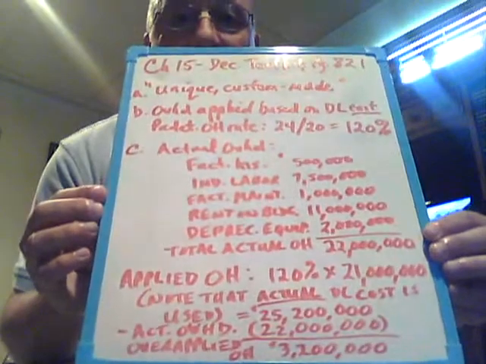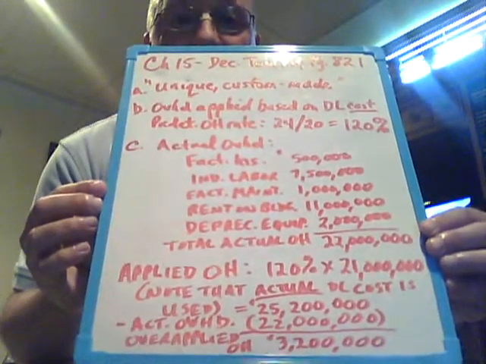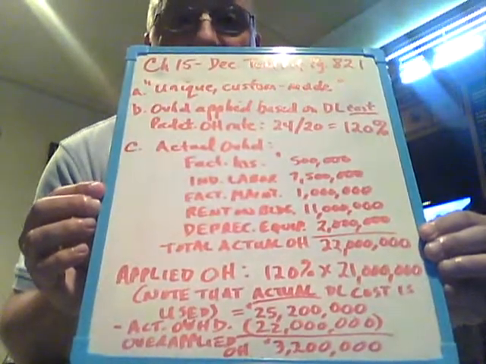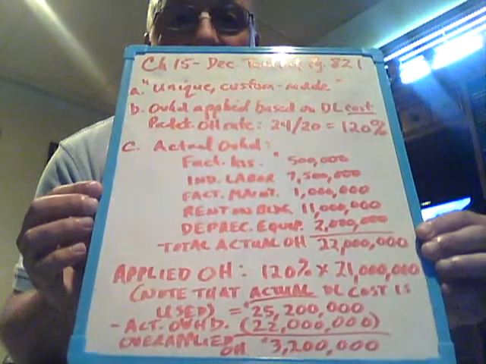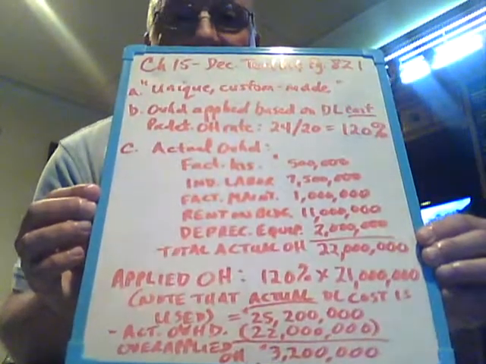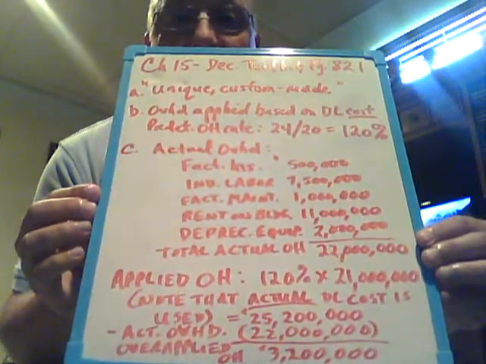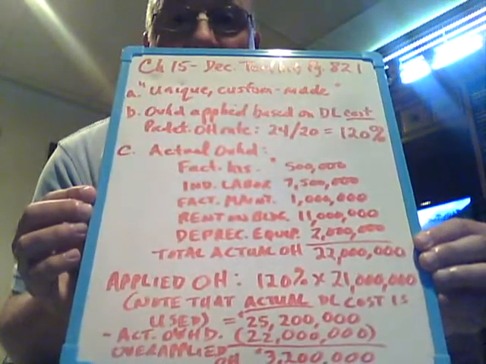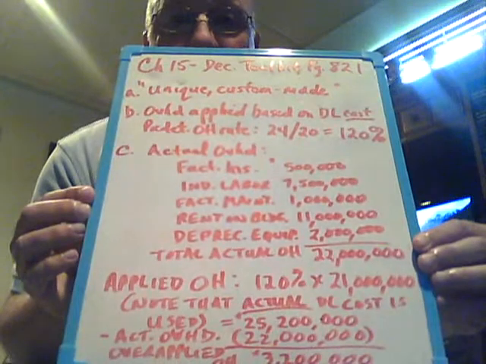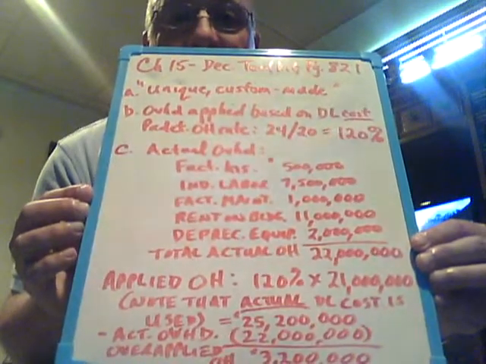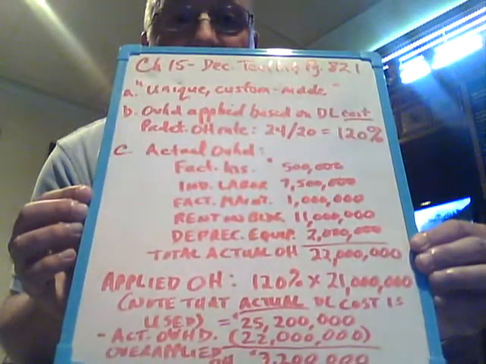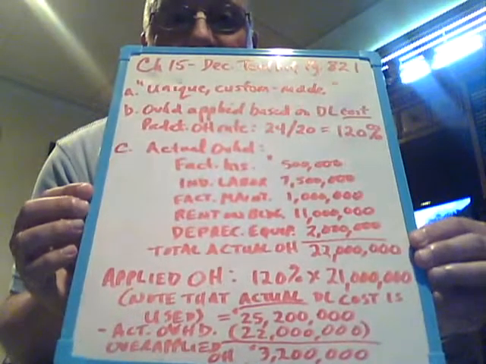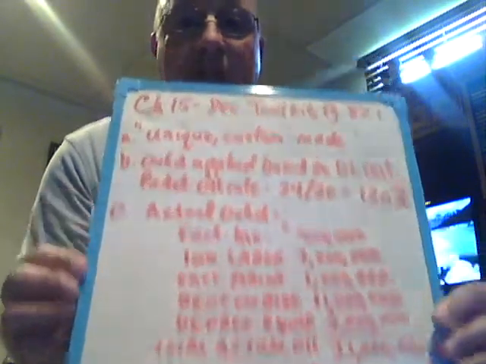So that is the amount of overhead that is over applied, because again, the applied amount based on the established rate times the actual amount of the base, in this case the direct labor cost, gave you a figure that was greater than the actual overhead costs incurred. All right.